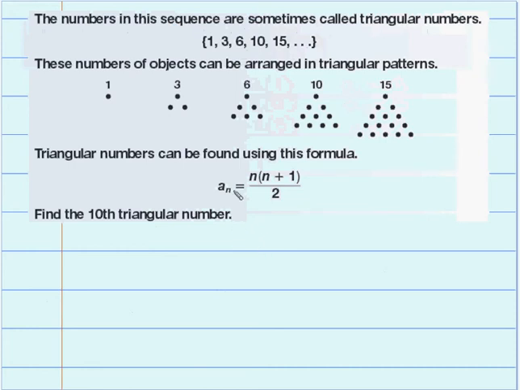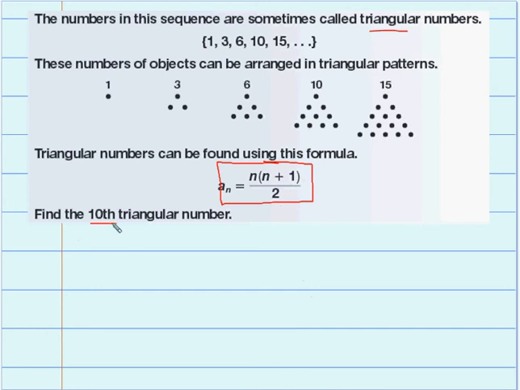Last example for you. The numbers in this sequence are sometimes called triangular numbers, and you can see down here it's because we can arrange the objects into triangular patterns. So 1, 3, 6, 10, 15, and so on. And triangular numbers can be found using this formula right here. A sub n equals n times the quantity of n plus 1, all divided by 2.